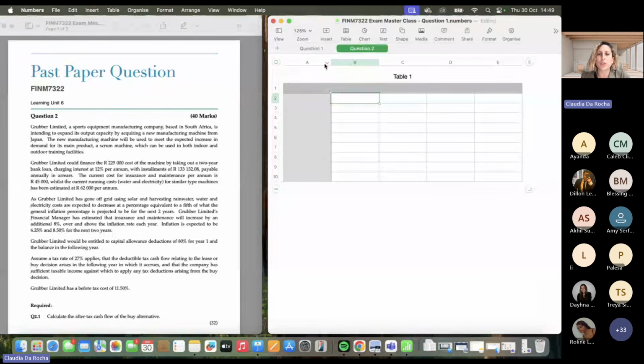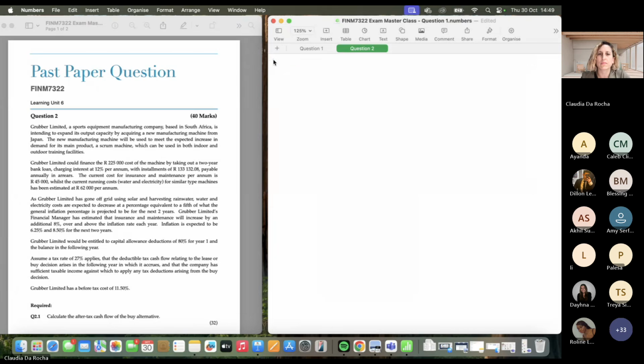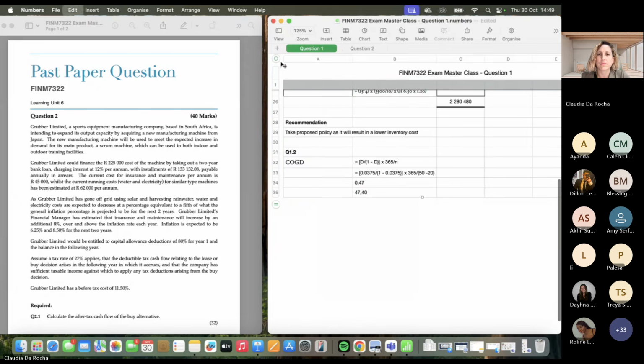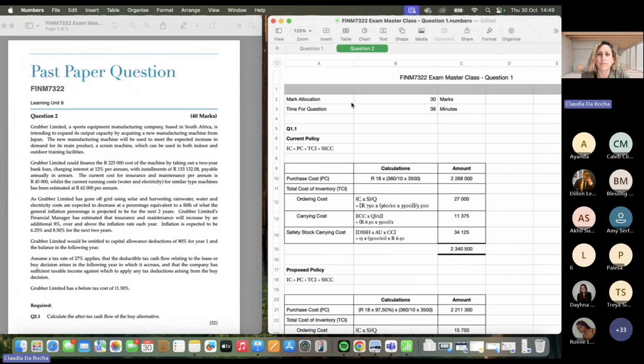All right, so question 2 is a 40-marker Learning Unit 6 question for leases. Okay, so if it's 40 marks, it's going to take us 48 minutes to complete, or that's the maximum time you have in the exam to complete it.